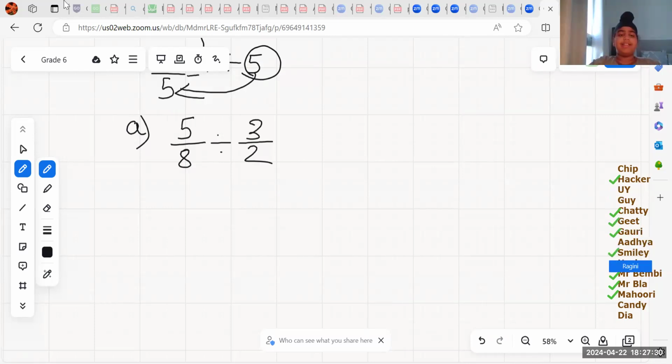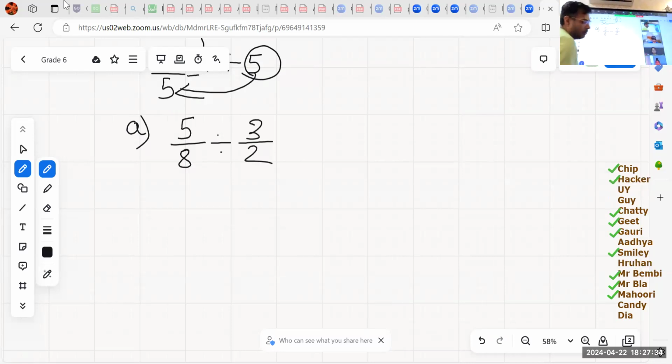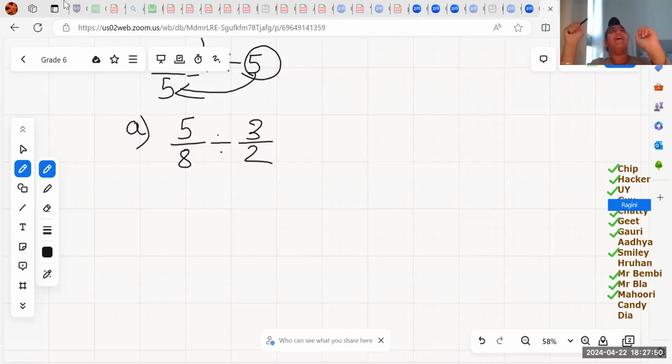So, you know, there's an easy method to solve this. No, beta, we will not go on easy methods. Sir, it's not like that, it's a way to remember. KFC: keep it, then flip it, then change it.